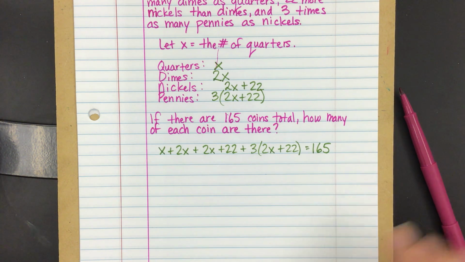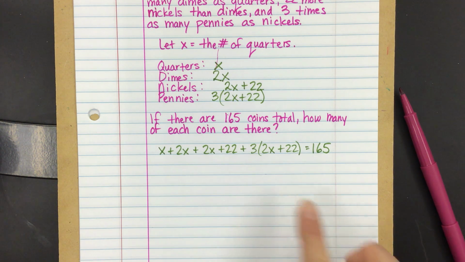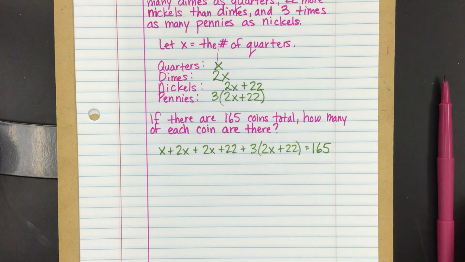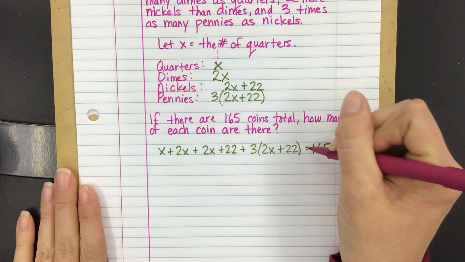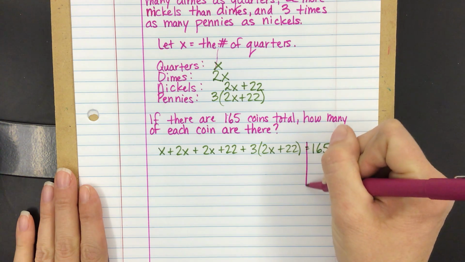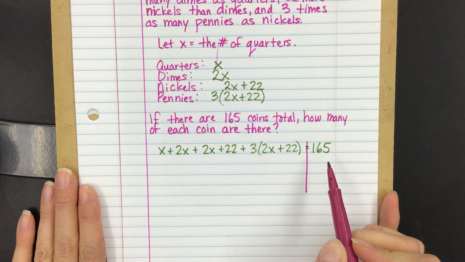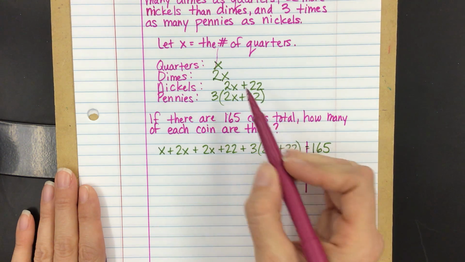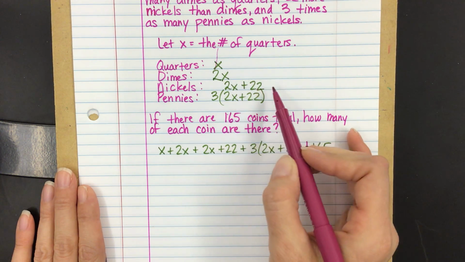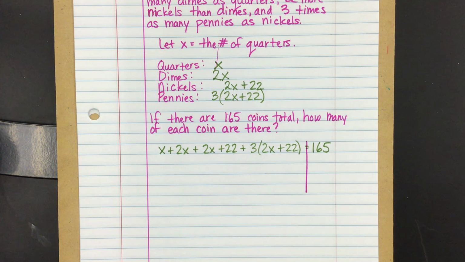Now we can solve this to find out how many quarters. So let's go ahead and do that. Actually, I'm going to leave you guys to it. Go ahead and solve this to find out what your x is, which is your number of quarters, and then plug it in for each one to find out how many quarters, how many dimes, how many nickels, and how many pennies. Okay?